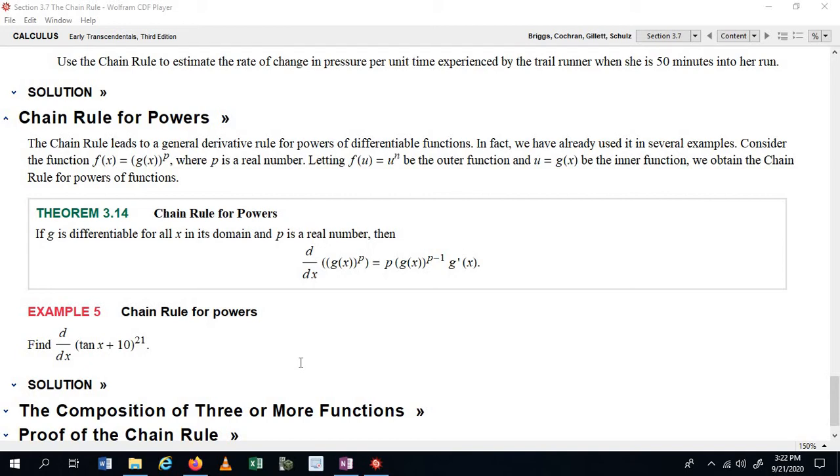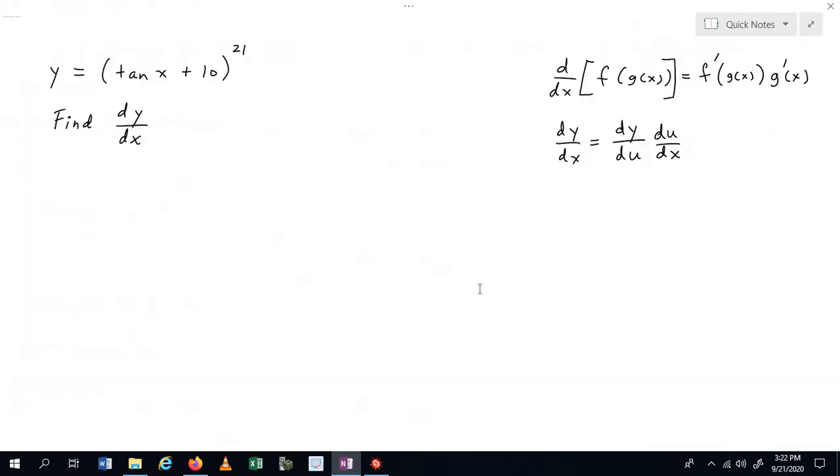Now, this theorem is actually derived from the chain rule itself. And I'm going to illustrate that by looking at an example. So let's say you have this function here and you want to find the derivative of it with respect to x. Now, the first thing you should recognize when you see this is that this is actually a composition of two functions. And you remember, anytime you take the derivative of a composition of functions, you have to use the chain rule. And remember, there's two forms of the chain rule. You could use either one to find the derivative.